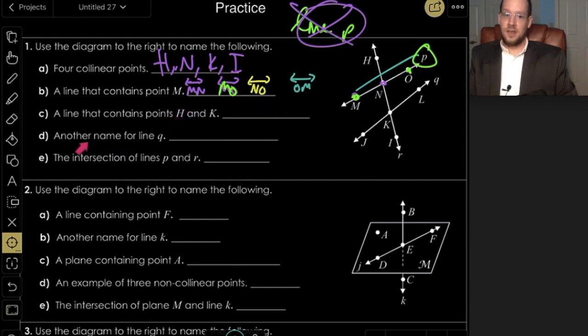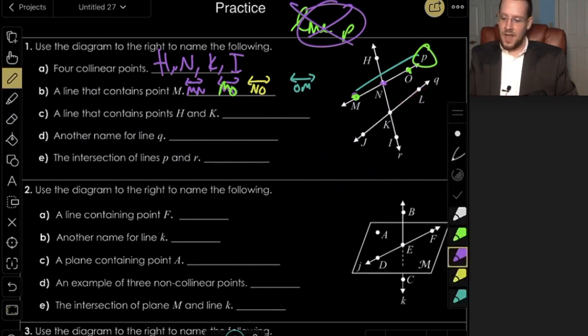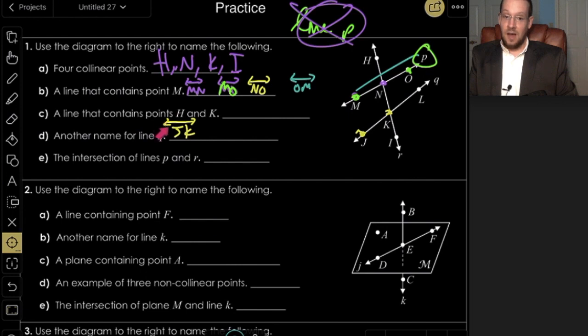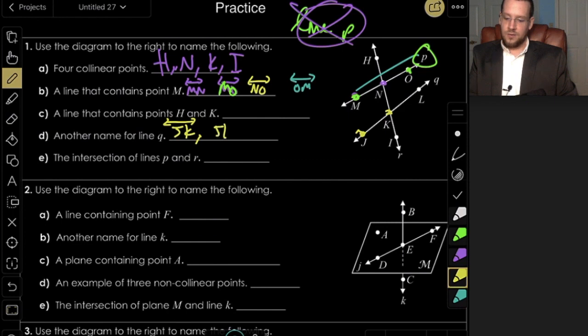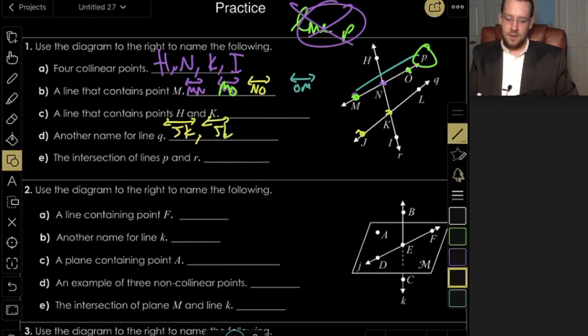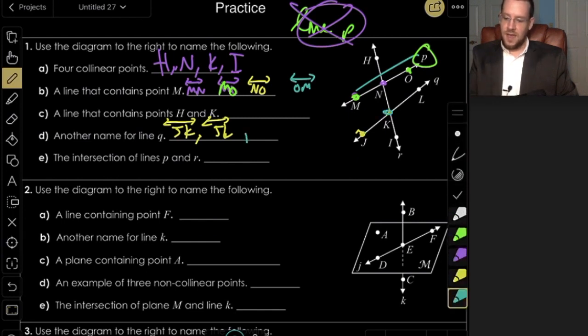Let's see. Name another name for the line Q. Hey, there's line Q. Let's rename this line Q. How about JK? 2 points make a line. So I'm just going to put a line on top of JK. So that's the line JK. How about the line JL? Sure, of course. Why not the line JL? What about the line KJ? Yeah, that's legal too, right? Because here's K, here's J. Those are 2 points on the same line. That's okay.